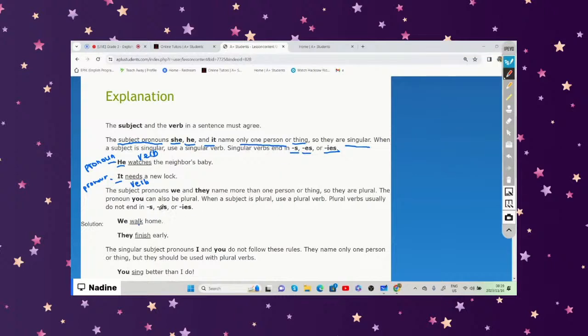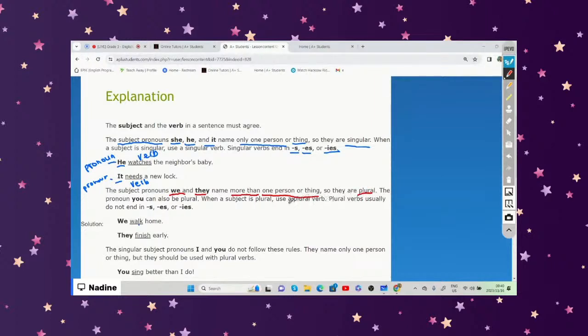And then we have the subject pronouns we and they, right? And these refer to more than one person. The subject pronouns we and they name more than one person or thing, which means that they are plural.